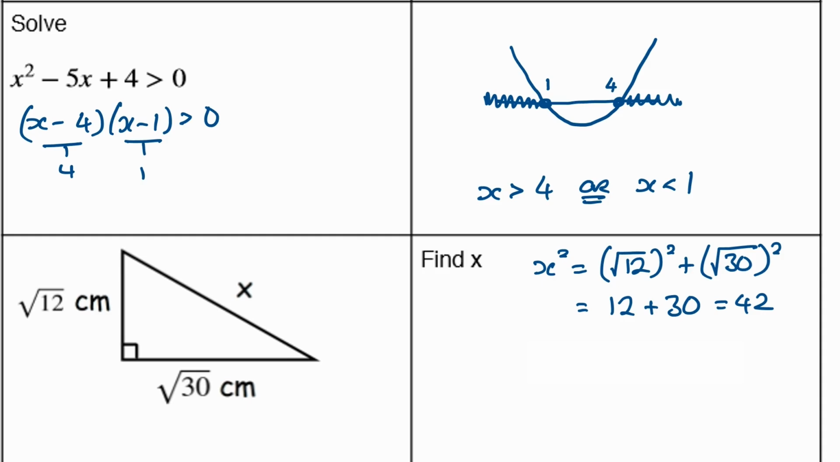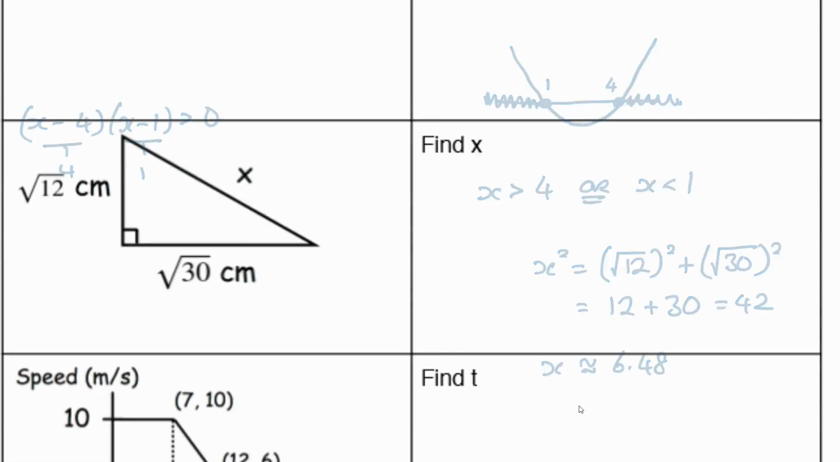But that's x squared, not x. Really, really common error. So x is the square root of 42, which is going to give me about 6.48. The question doesn't want an accuracy, so 2 decimal places or 3 significant figures is normally the one that we choose to do. You can see I've put approximately. As long as you can see my working, that's okay. That's not too bad. Next question.